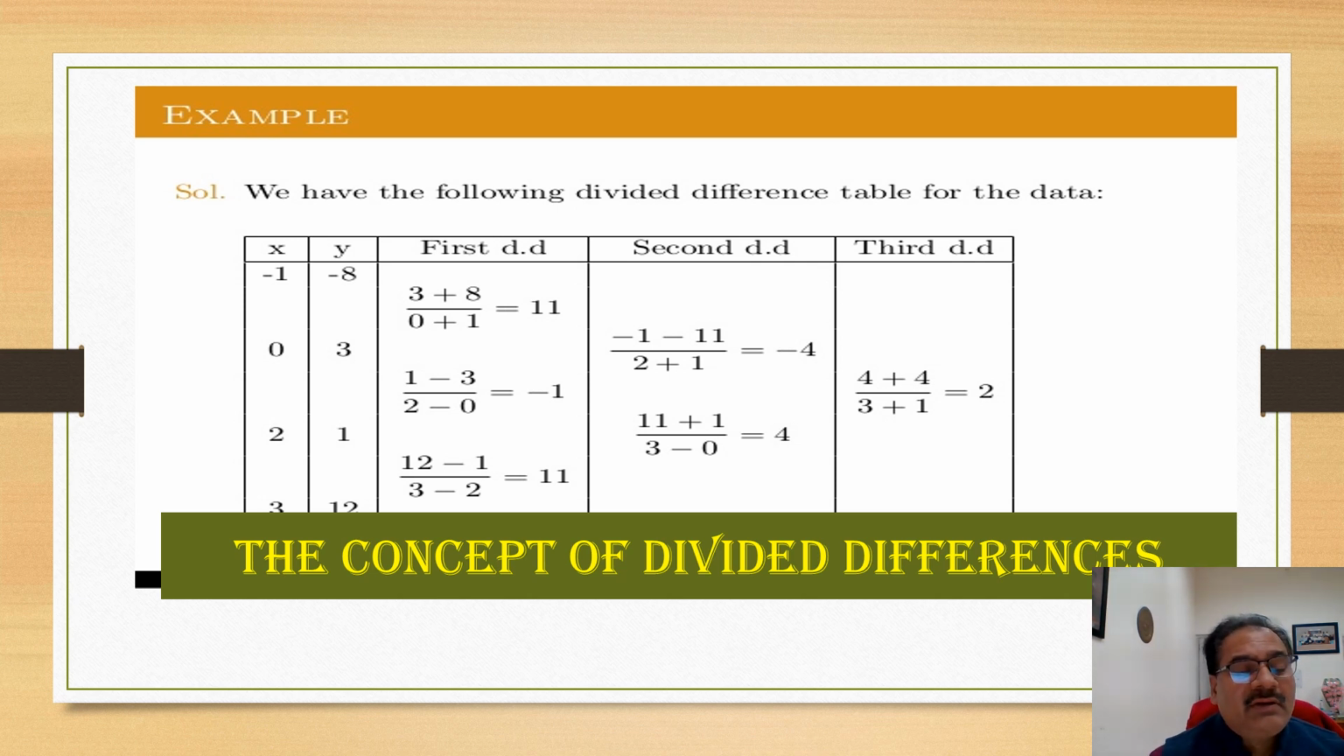Here you look at the divided difference table. If x values are minus 1, 0, 2 and 3, and y is given as minus 8, 3, 1 and 12, then the first differences are: 3 plus 8 divided by 0 plus 1, which is 11. Similarly, 1 minus 3 divided by 2 minus 0 is minus 1, and 12 minus 1 divided by 3 minus 2 is 11. Now again we find the second divided differences, taking minus 1 minus 11 divided by 2 plus 1, which is minus 4.